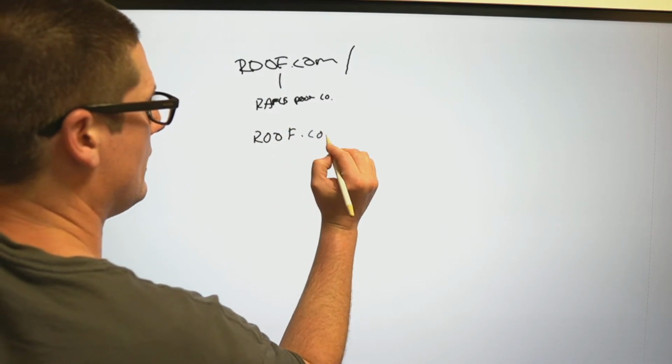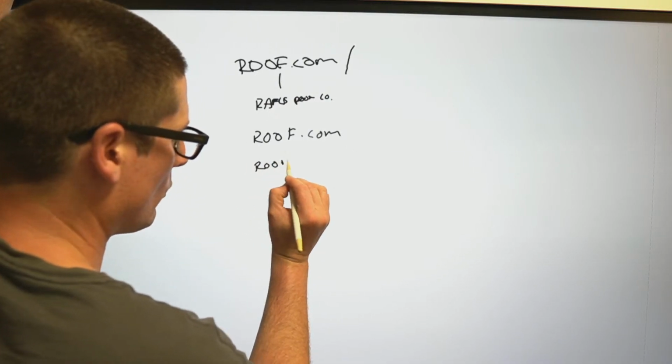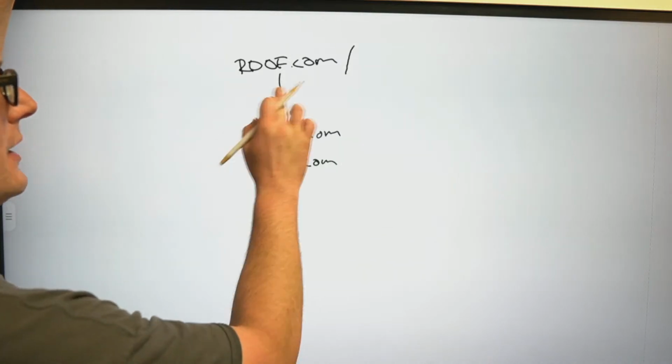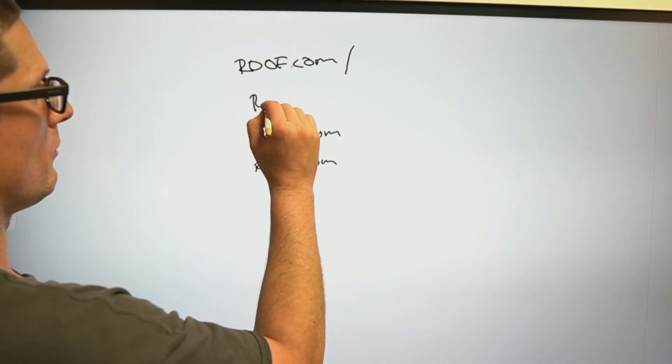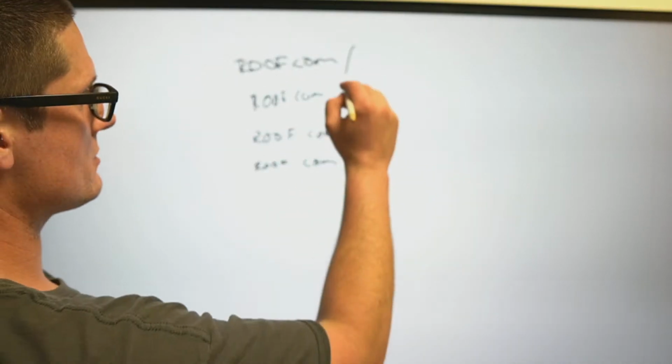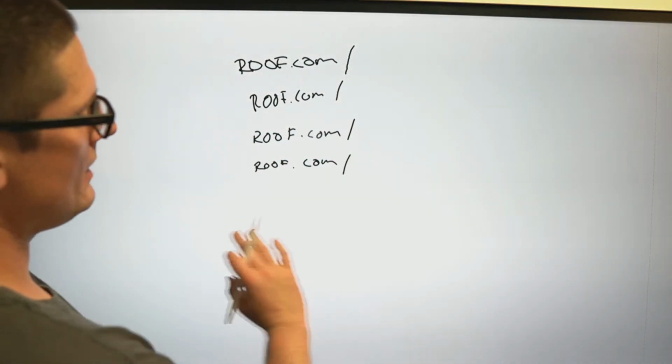So we have roof.com. All right, these are going to be multiple examples. This homepage right here is going to be all about brand. Here, we'll do one more because we have 4 separate services.